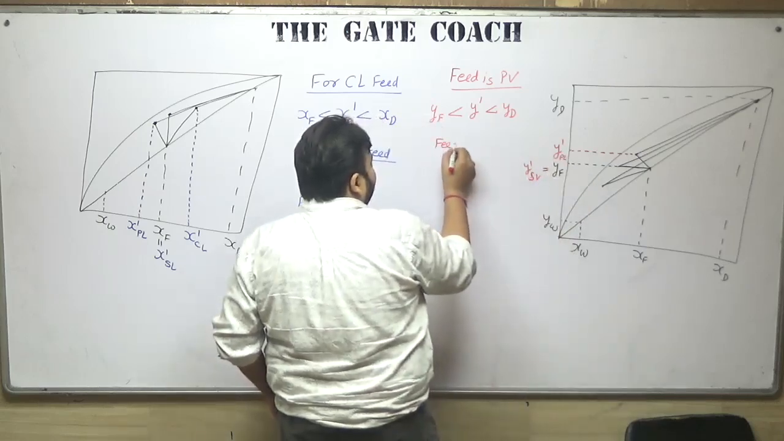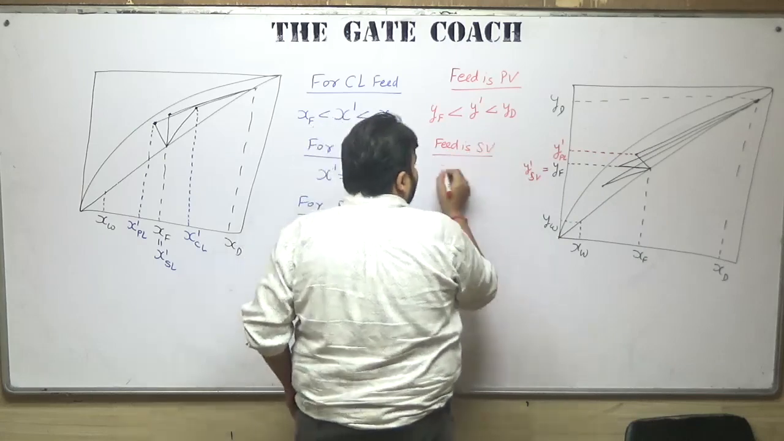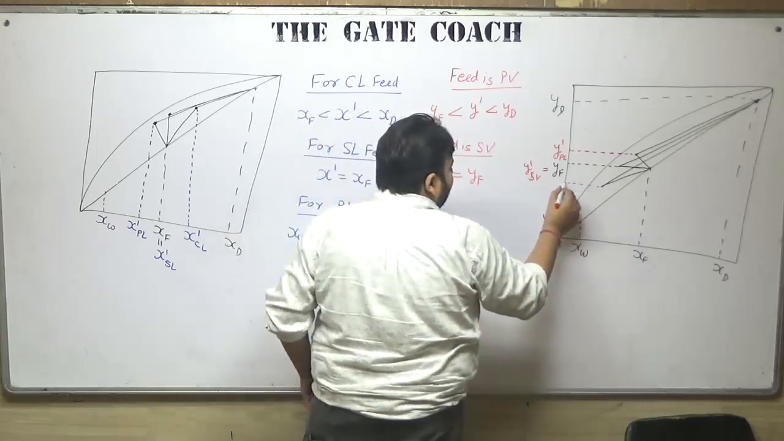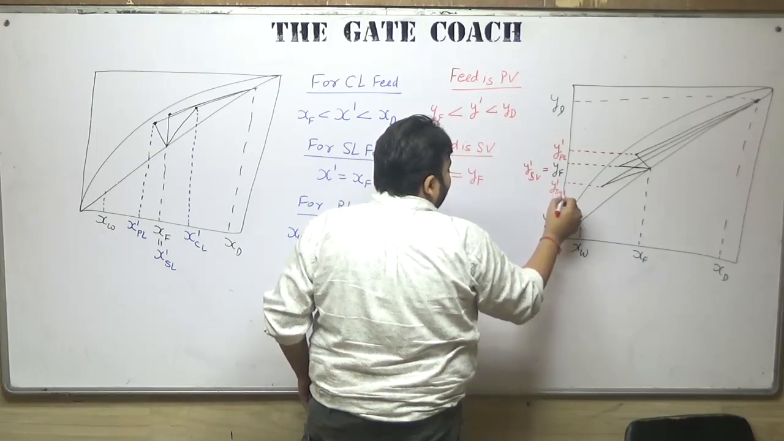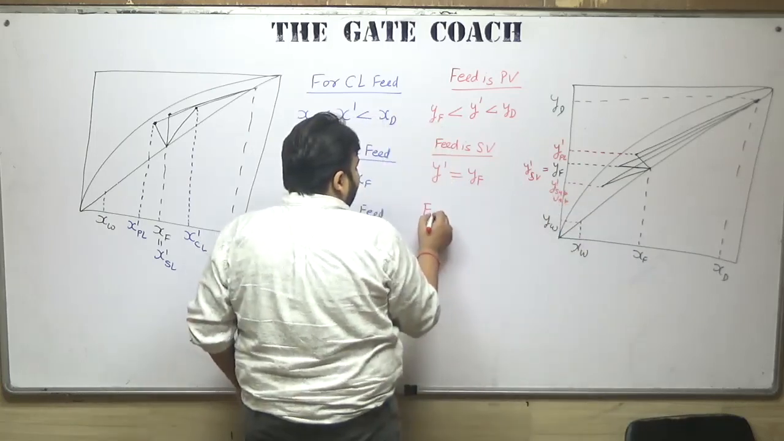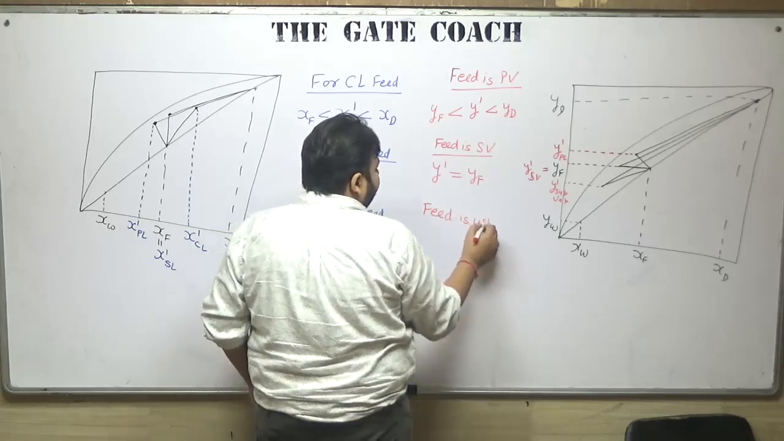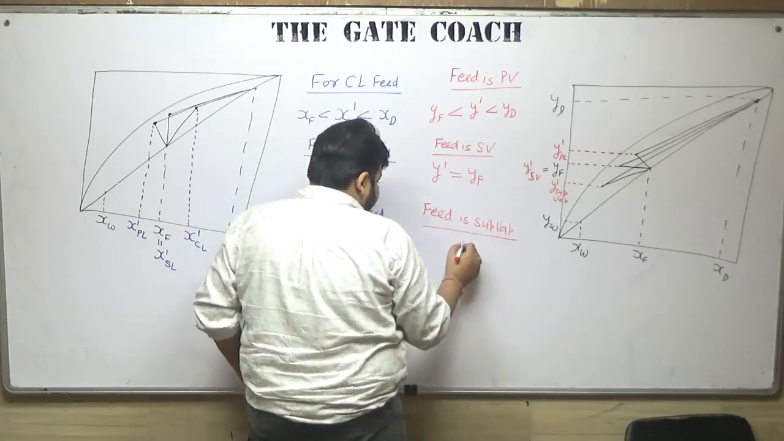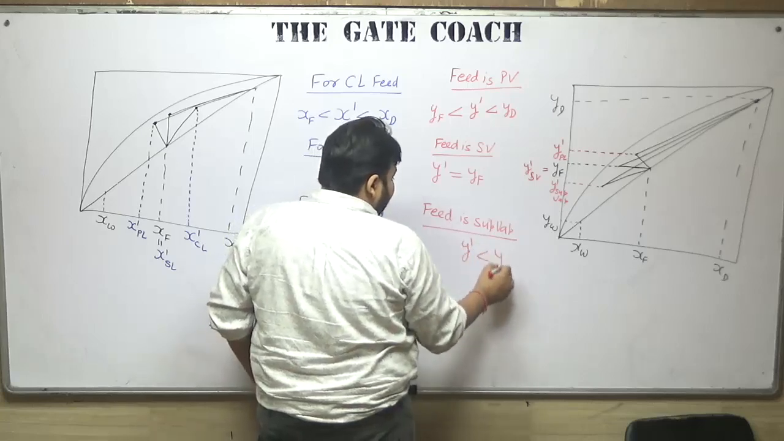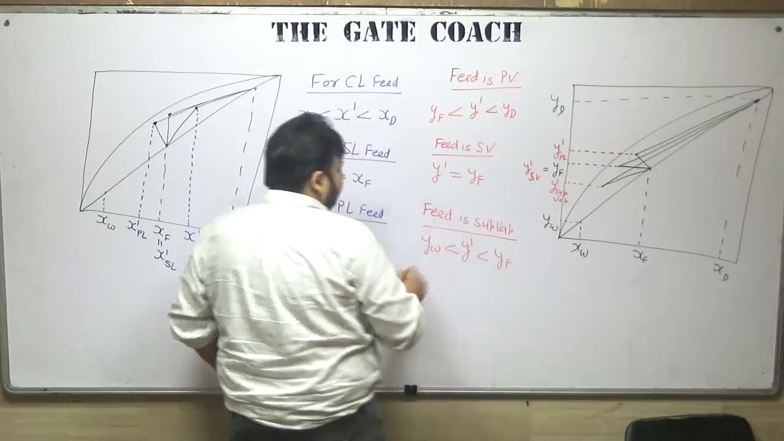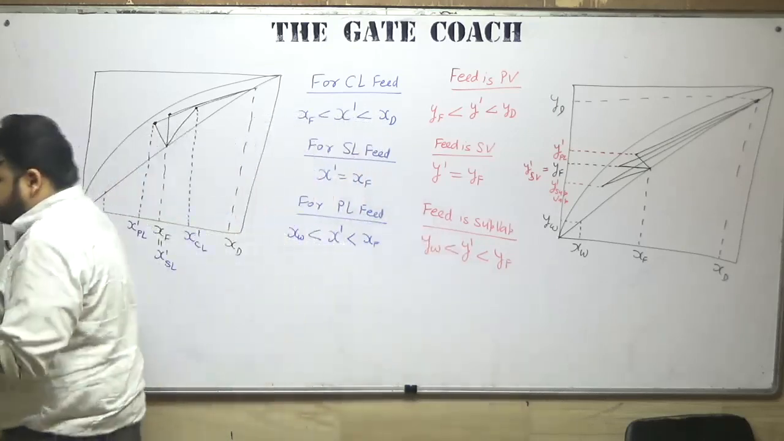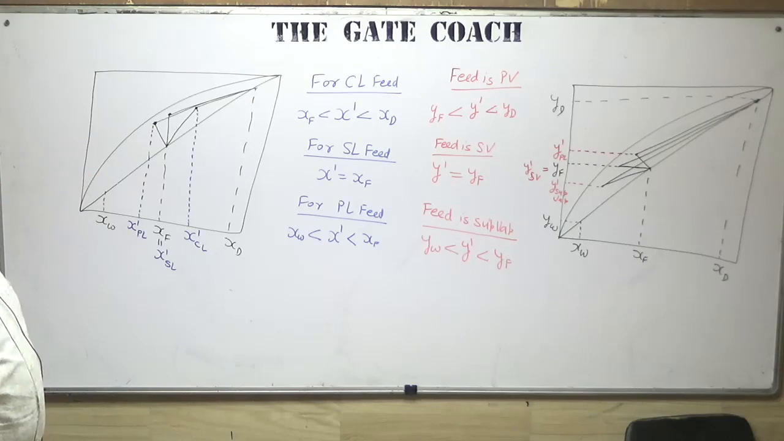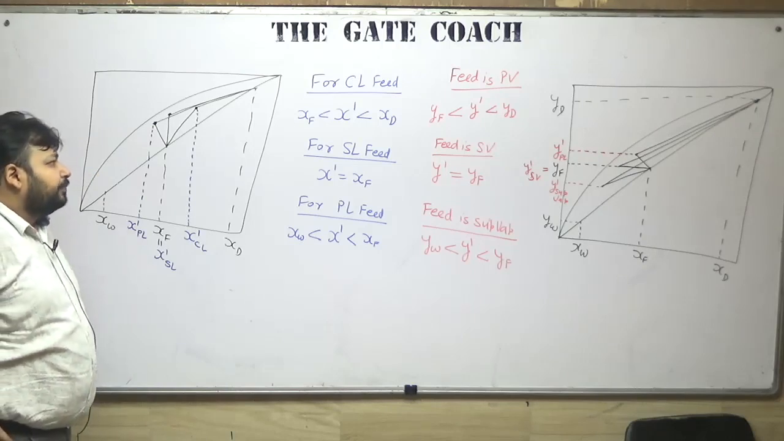So when the feed is saturated vapor, then I can say the y coordinate, and here you can look at the y coordinate. This is the y coordinate for superheated vapor. So when the feed is superheated vapor, so that is the comparison. So by looking at the y coordinate, we can look for the vapor feed. By looking at the x coordinate, we can look for the liquid feed.